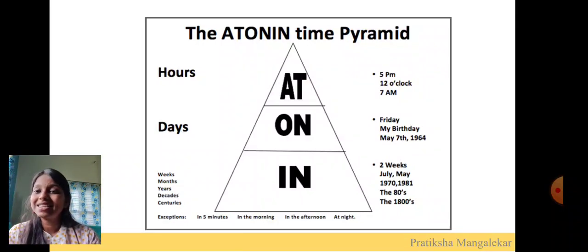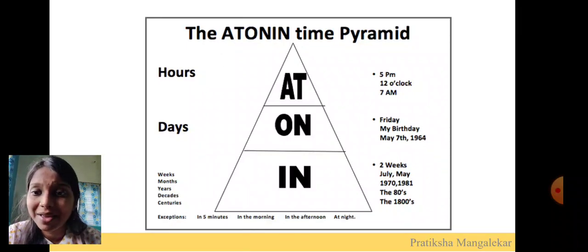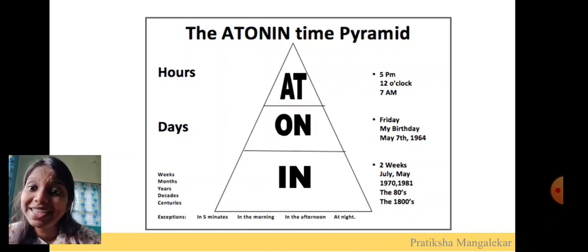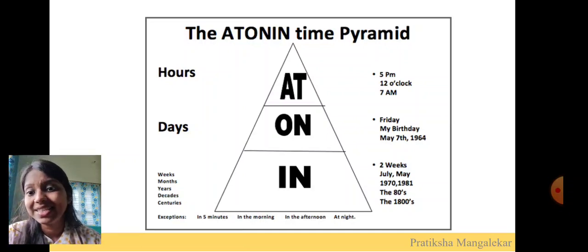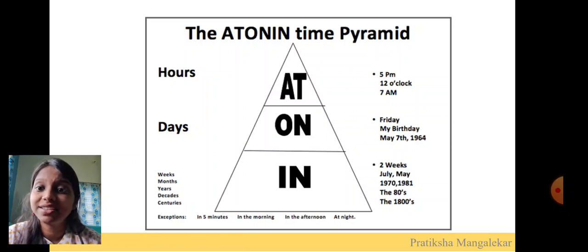Third category is in. In describes weeks, months, years, decades, and centuries. For example, let's meet in 2 weeks. Let's meet in July or May. We met in 1970 or in 1981 or in the 80s. 80s is the decade 80s, or in the 1800s, that is a century, the 1800s.